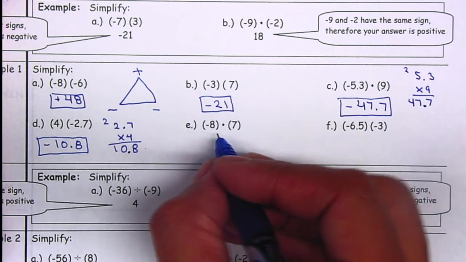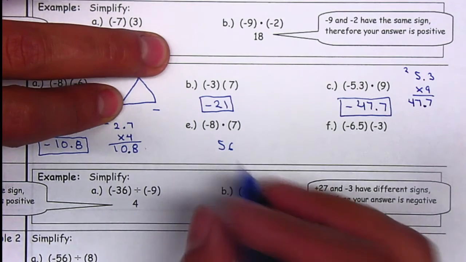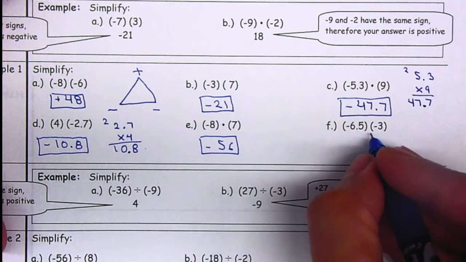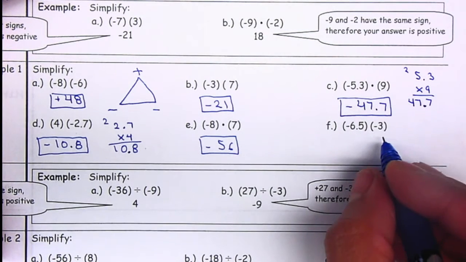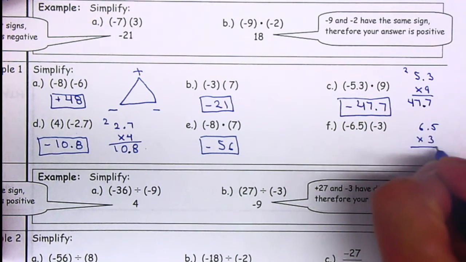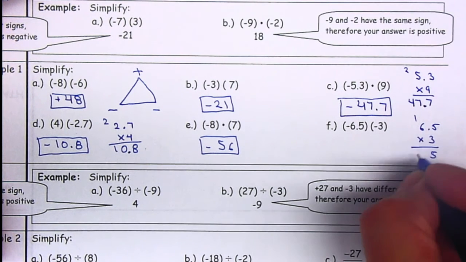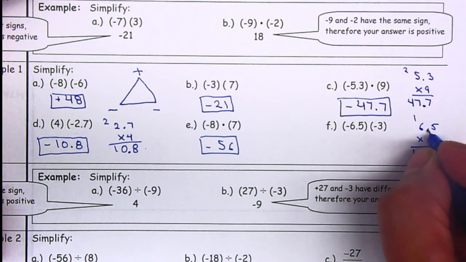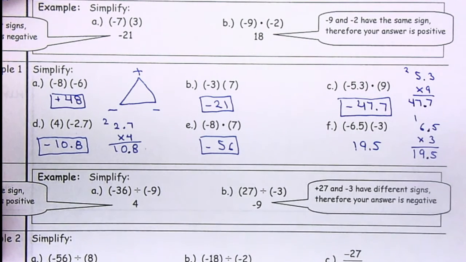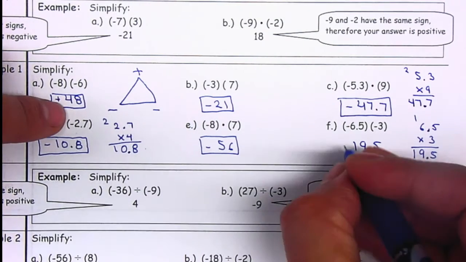For letter E, 8 times 7 will be 56. Negative times a positive will be negative. For letter F, we multiply 6.5 times 3. 3 times 5 is 15, and we carry 1. 3 times 6 will be 18, plus 1 is 19, and we have one decimal place. So it'll be 19.5. Negative times negative will be positive, so your answer is positive.